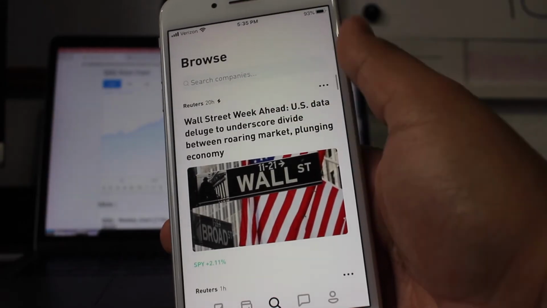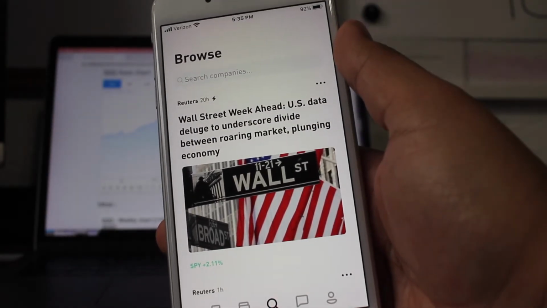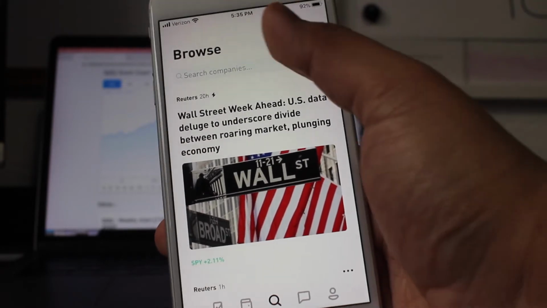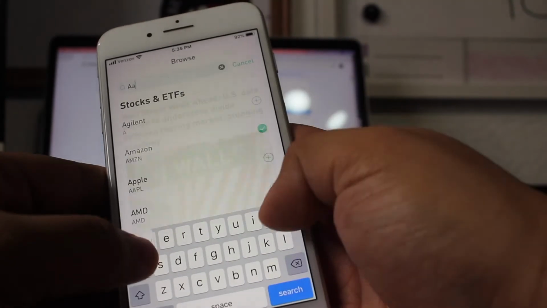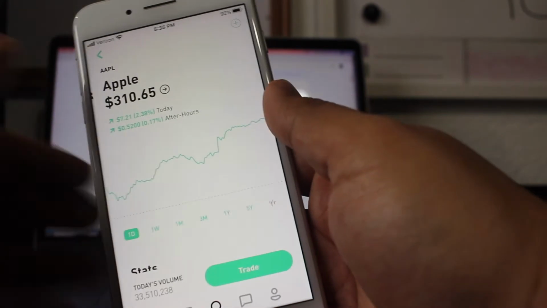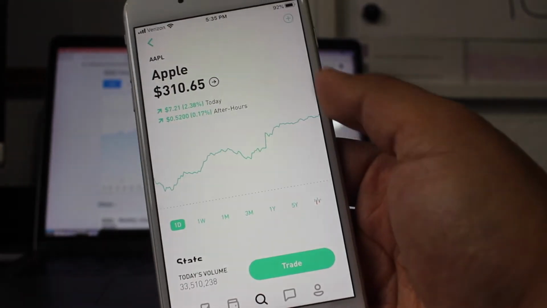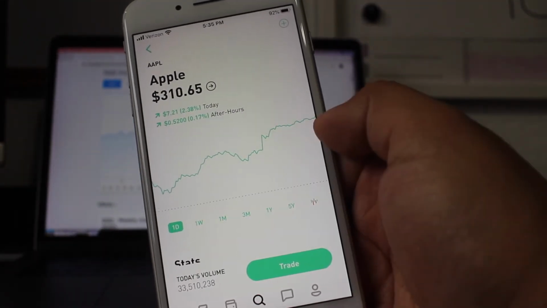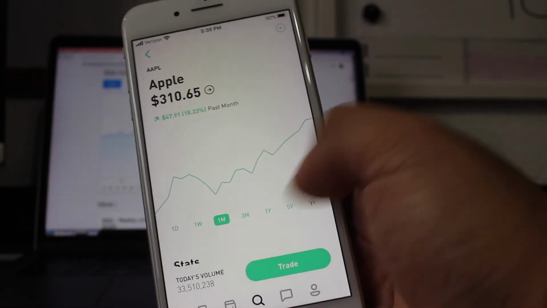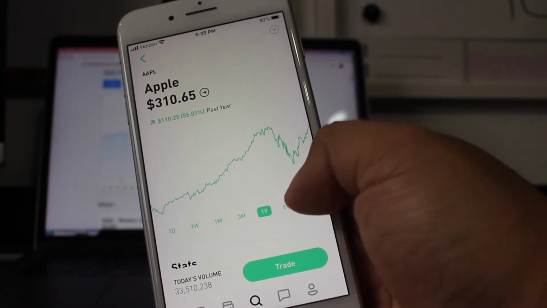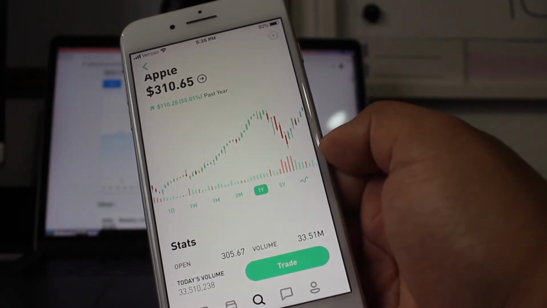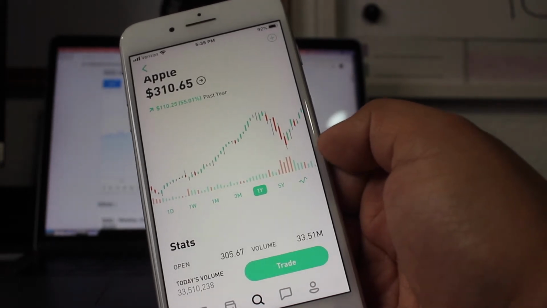So looking at the top, that's where you're going to search for the company in which you do want to invest in. So let's go ahead and start off with Apple. So once we get to this part, we're going to see the chart and the different days of that chart. You can look at a daily chart, weekly, monthly, yearly, and you could even look at a candlestick chart. And you could also use a candlestick chart for a more advanced use of this graph.